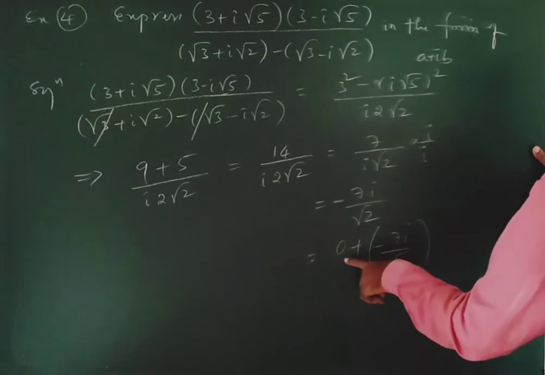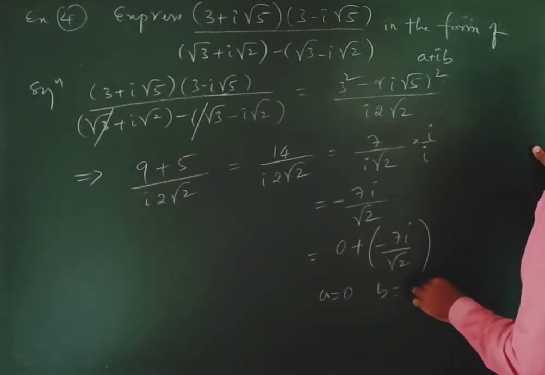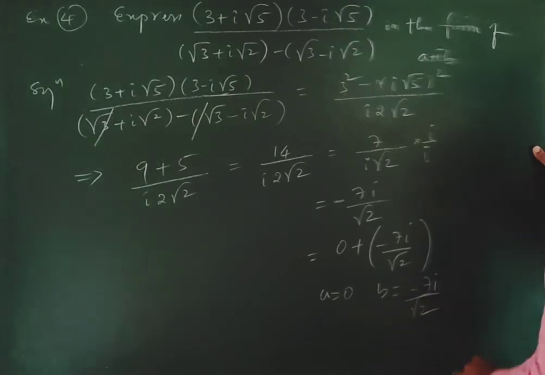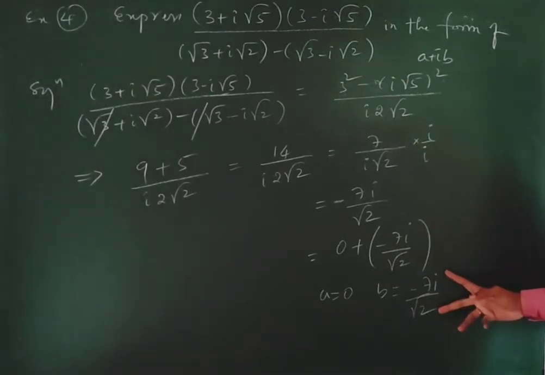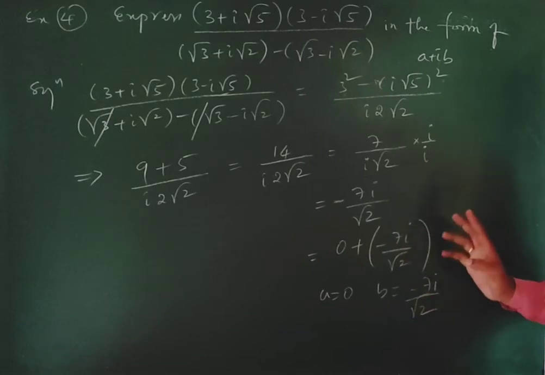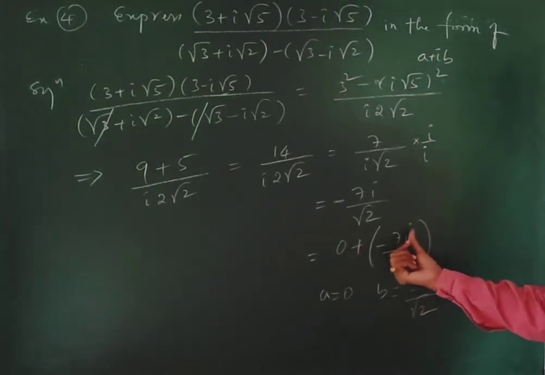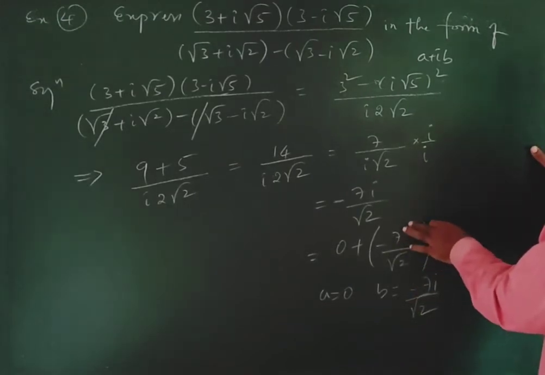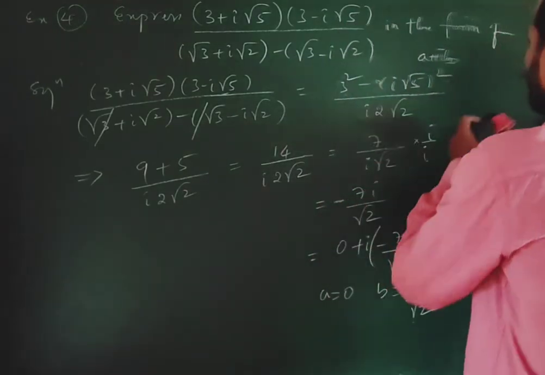Here a is 0, b is minus 7 upon root 2. This is nothing but in the form of a plus ib: 0 plus minus 7i upon root 2. If you want, you can take i outside: i times minus 7 upon root 2. Similarly, one more example is there. Let's see.